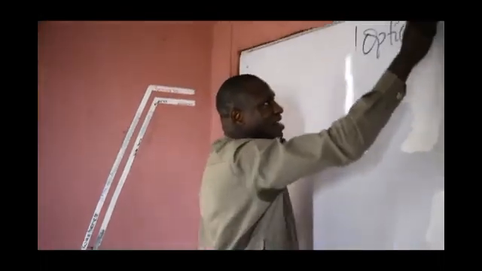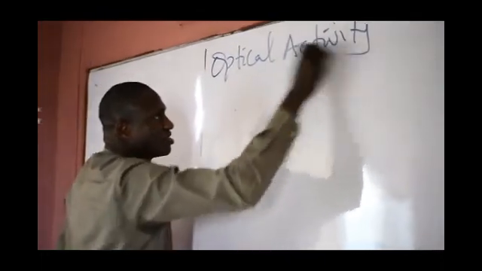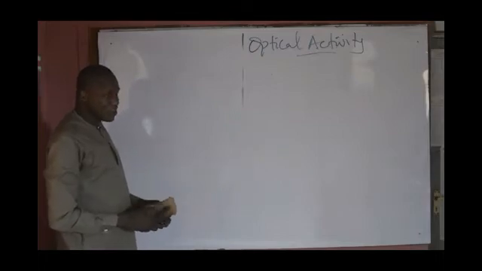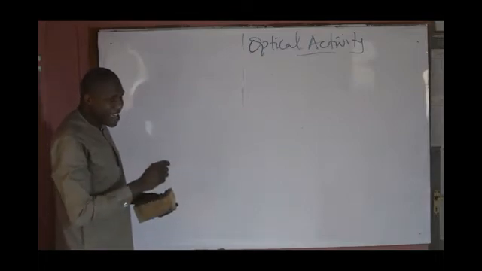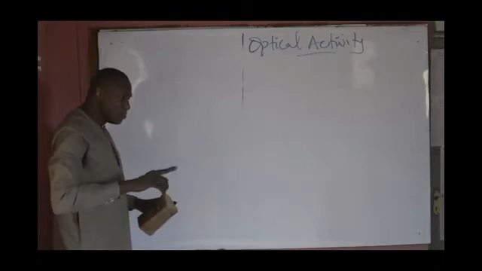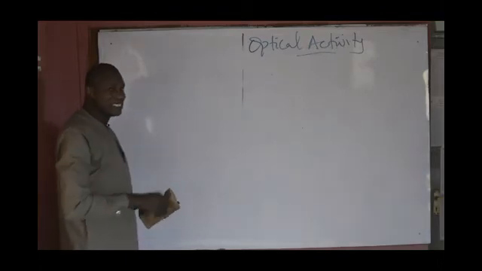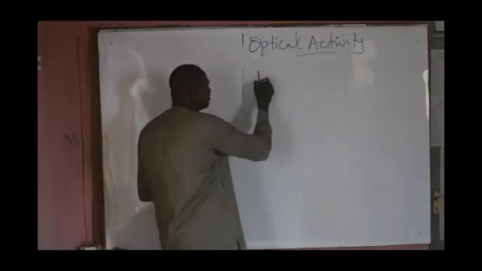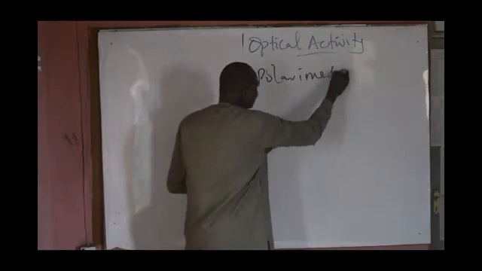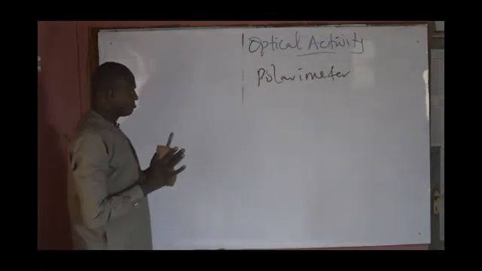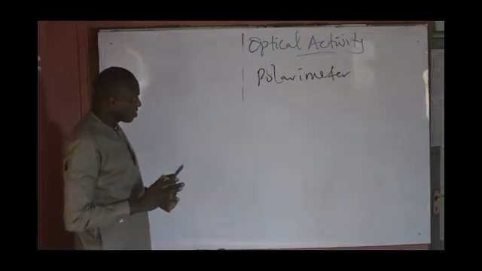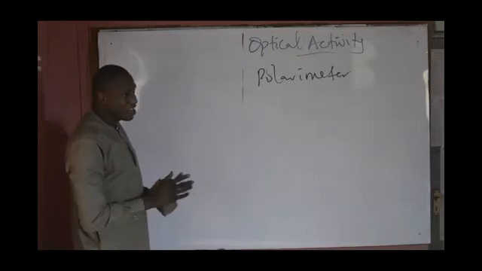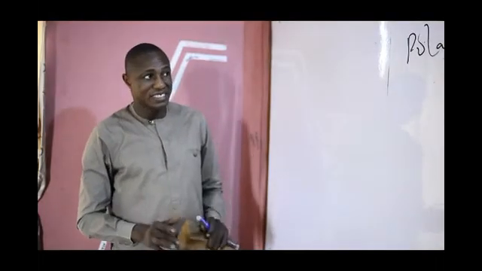Optical activity is the activity of the molecule. That is, when you place a molecule that is chiral in a plane of polarized light, the molecule rotates in certain degrees, and that degree of rotation can be determined using what we call a polarimeter. Now, we have observed rotation. The observed rotation is what you see when you place that particular molecule in a plane of polarized light.